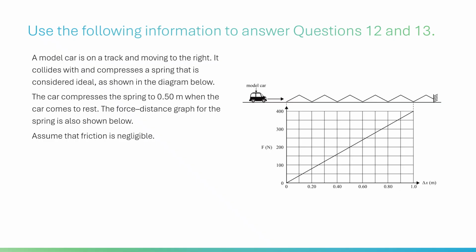A model car is on a track and moving to the right. It collides with and compresses a spring that is considered ideal, as shown in the diagram below. The car compresses the spring to 0.50 m when the car comes to rest. The force-distance graph for the spring is also shown below. Assume that friction is negligible.